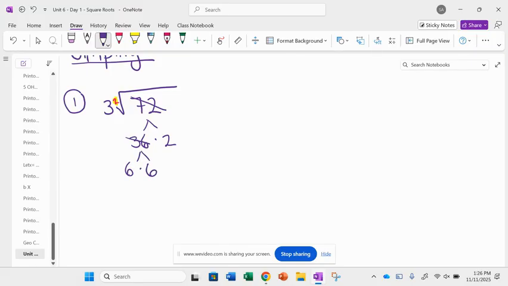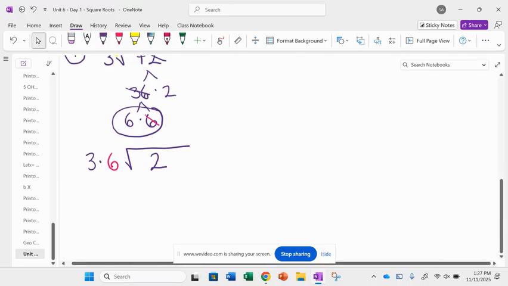36 becomes 6 and 6. So remember, my goal is not to break down into primes. My goal is to get as many pairs as possible. So I have a pair of 6s, so I'm going to circle those. Whatever we circle comes on the outside 1 time. So I circled 1 pair of 6, so 1 6 is coming on the outside. And whatever's not crossed off and not circled goes back on the inside. So that 2 goes back on the inside. So now I have a 3 on the outside and I have a 6 on the outside. That's not 36. You're going to multiply those. 3 times 6 is 18.